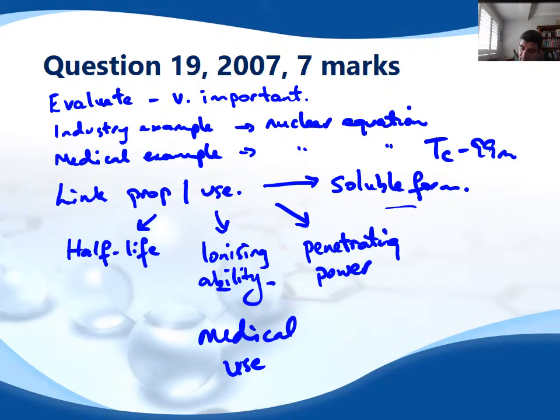So there are a number of factors that you want to consider when you're working through these, and you need to make sure that you link short half-lives or longer half-lives, high or low ionizing ability, high or low penetrating power to our detector. How are we detecting gas leaks? How are we detecting cancerous cells? How are we targeting specific cells that we want to treat?